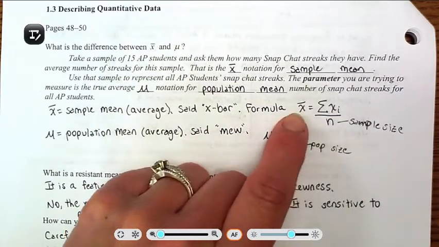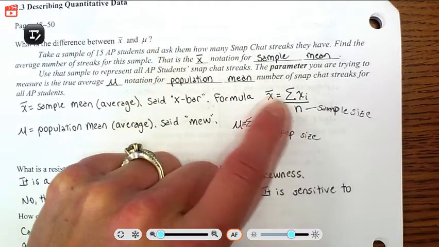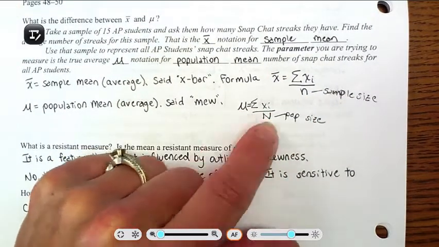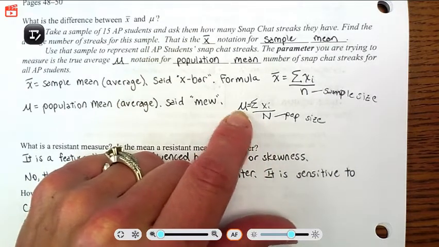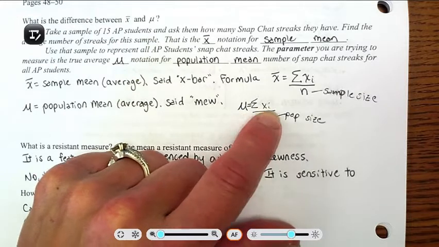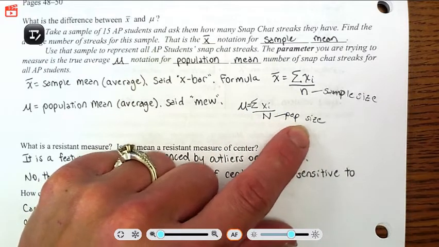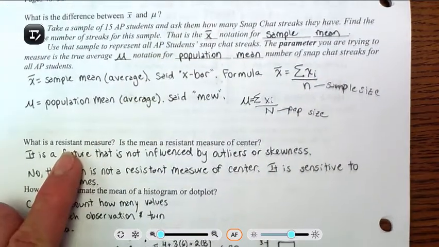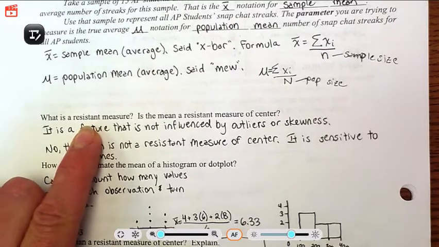The formula for X bar is the summation of all the observations over the total number in the sample size, and the notation just changes a little bit for mu, but the idea is still the same. The population mean is a summation of all the observations over capital N, the population. Okay? What is a resistant measure? Is the mean a resistant measure of center?